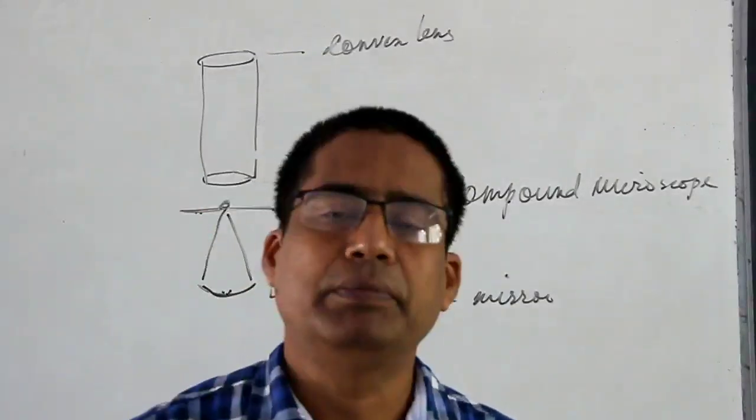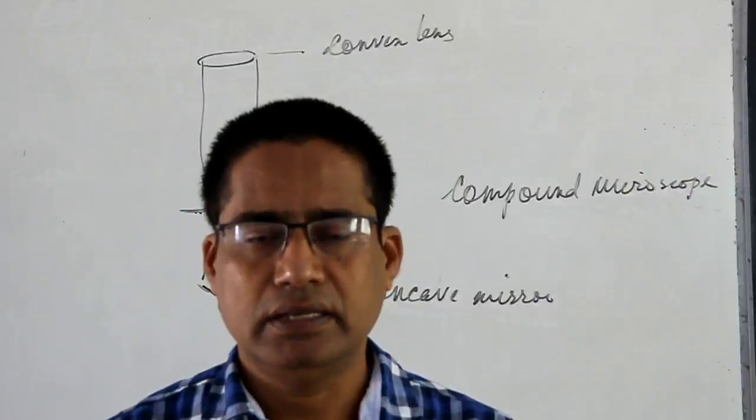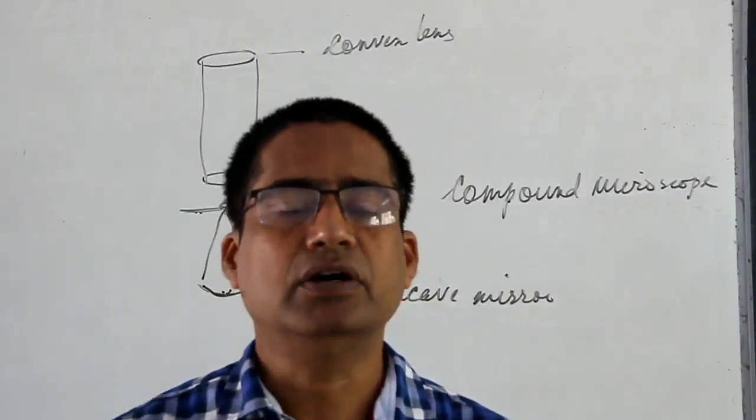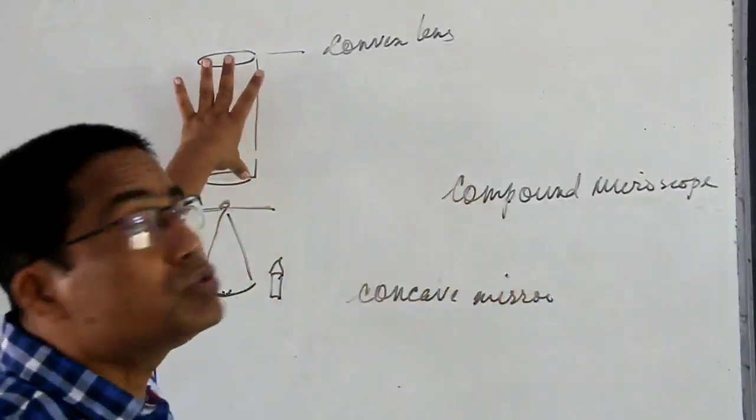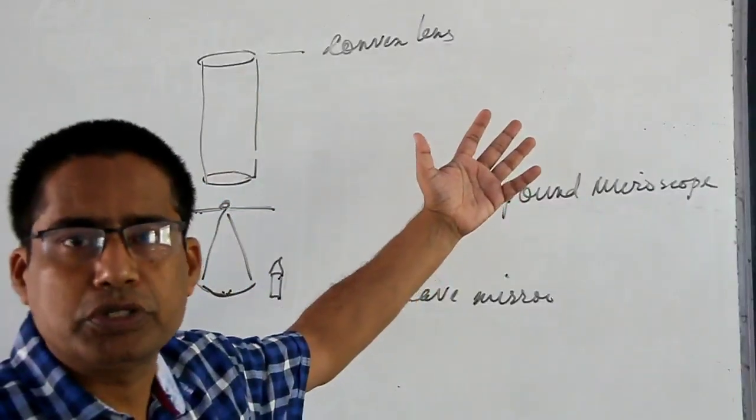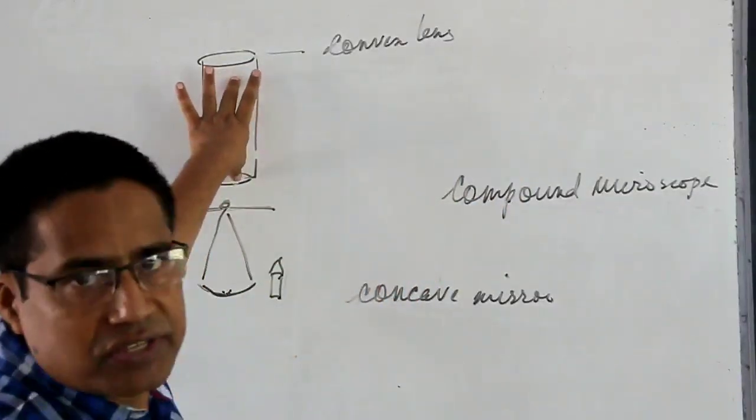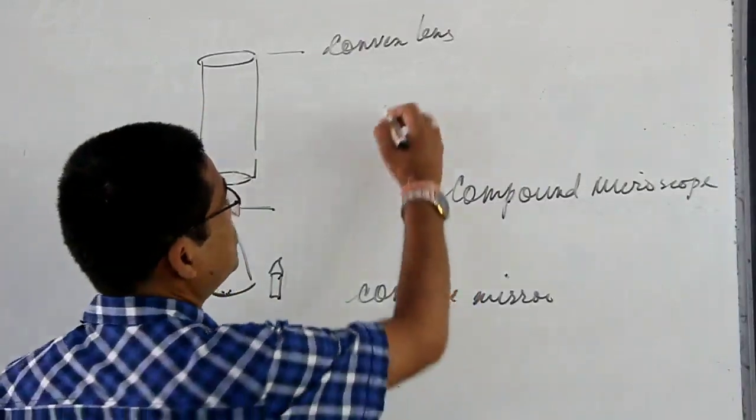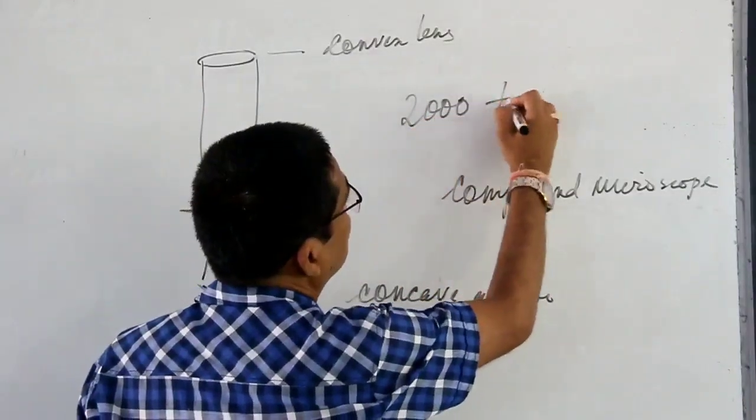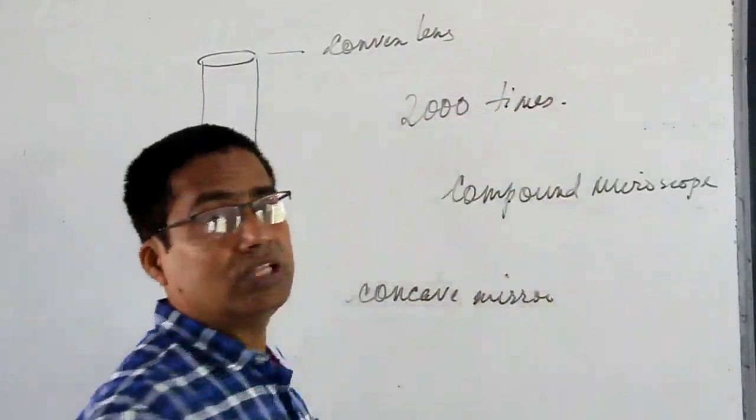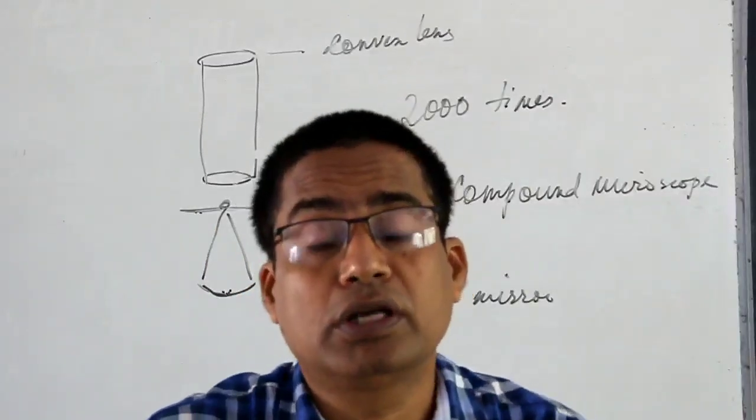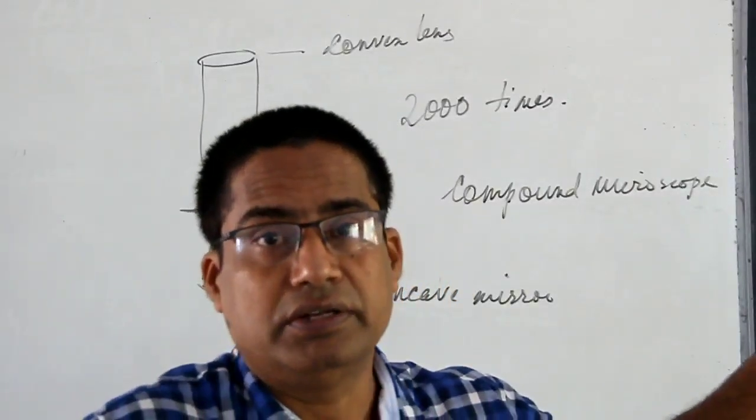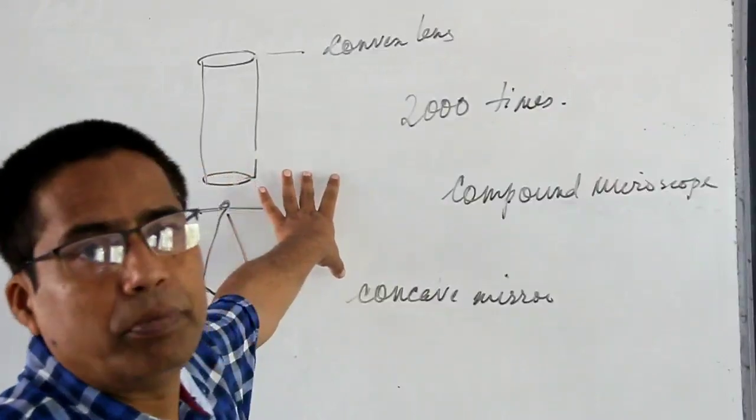You know, a lens has a magnifying power. It has a capacity to increase the size of the object. That's called magnification power. So when you use two lenses, of course the magnification will be much more. So these two lenses could magnify the object to around 2000 times. So now this was a better microscope than what Antonie van Leeuwenhoek had invented. So this is called a compound microscope.